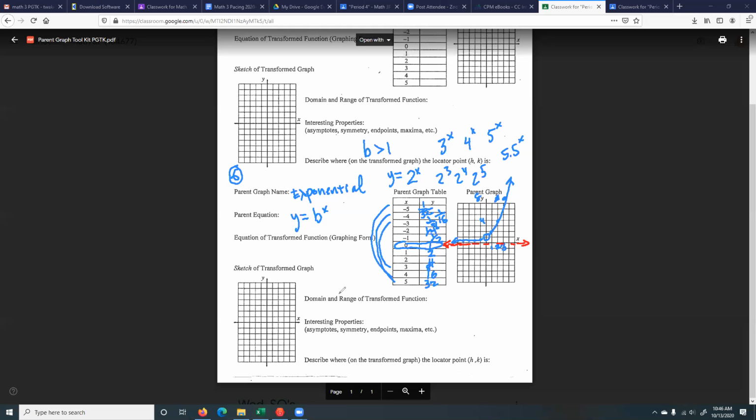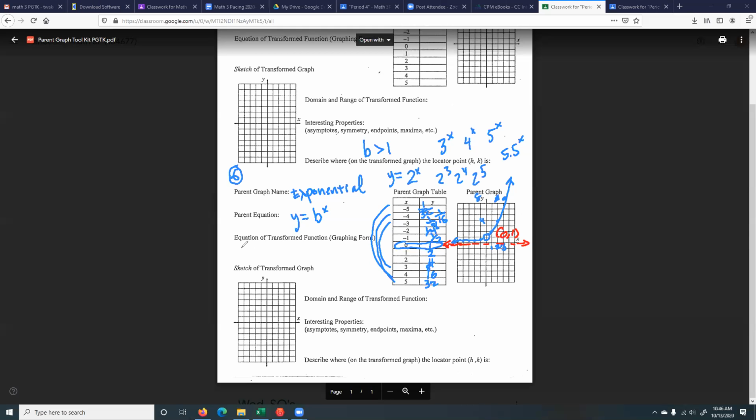So we're going to change the asymptote probably for our transformed graph, but it definitely has the asymptote. We need to draw it. And (0, 1) is a locator point. That's super important. Wherever it crosses the y-axis is your locator point.